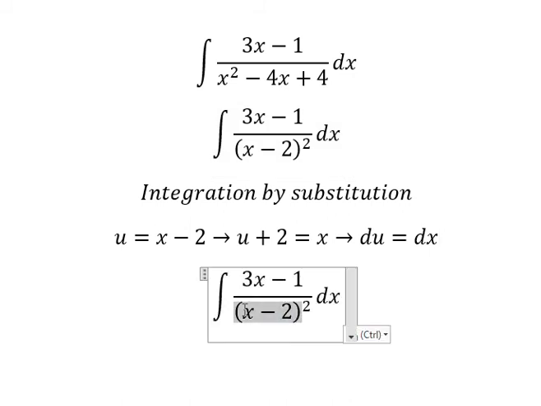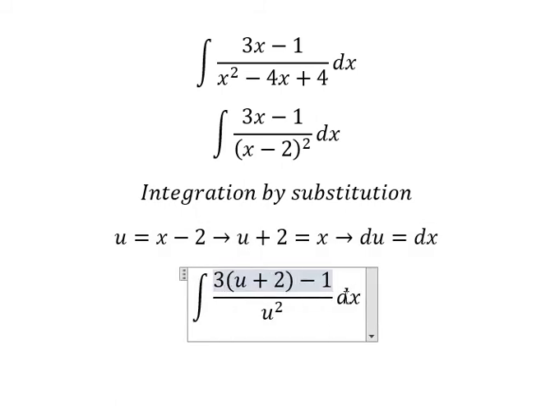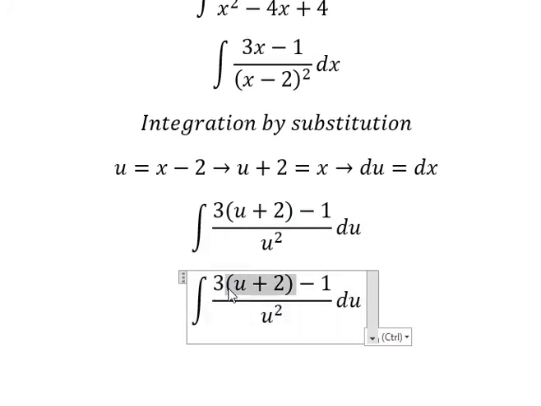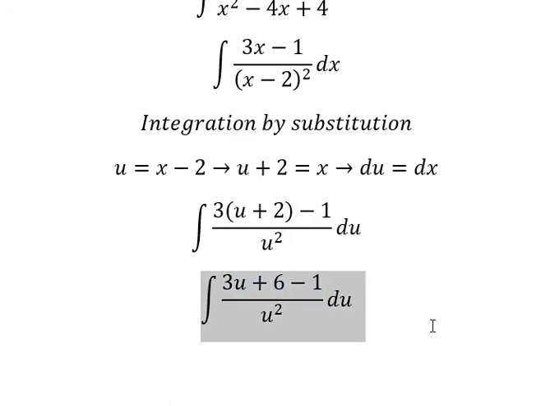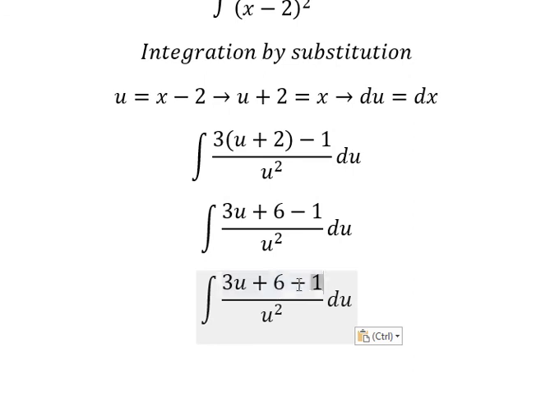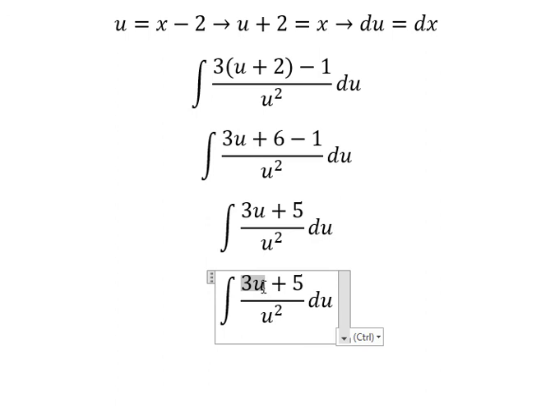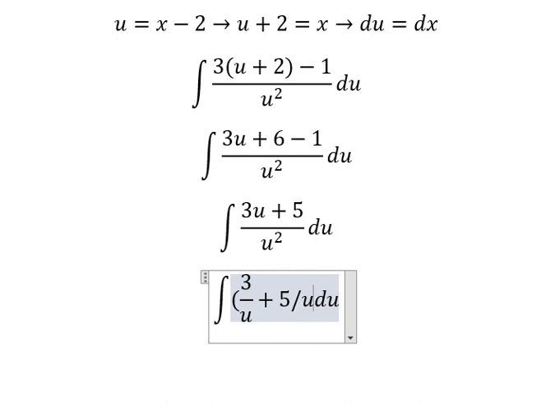So this one we change by u, s we change by this one, the s we change by the u. So this one we have 3u plus 6. 6 minus number 1 we have number 5. So this one divided by this one, we have 3 over u, and we have 5 over u square.